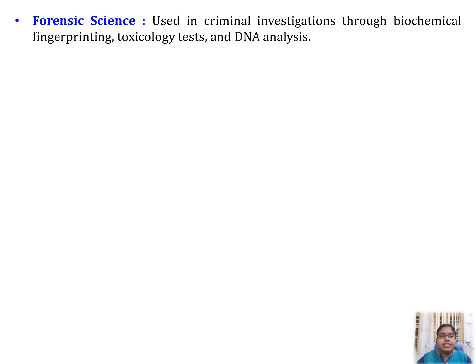Next, forensic science. Nowadays, forensic science is the application of scientific principles and biochemical techniques to solve crimes and uncover evidence. It involves DNA analysis, toxicology, fingerprinting, and chemical testing to support legal investigation. So if we know the details about genetics, molecular biology, DNA, enzymology and toxicology, we can easily understand the field of forensic science also.